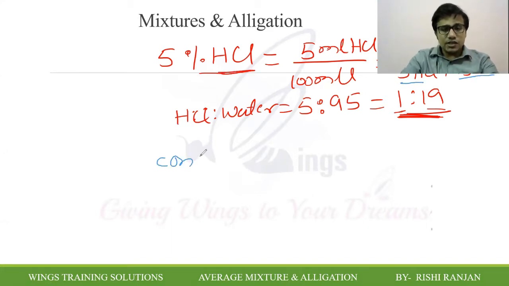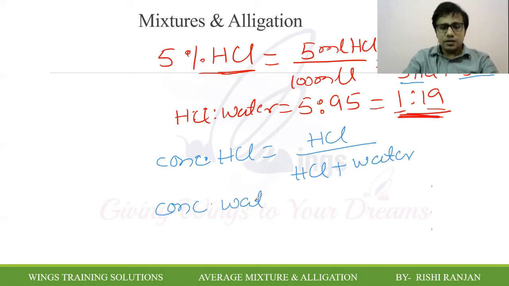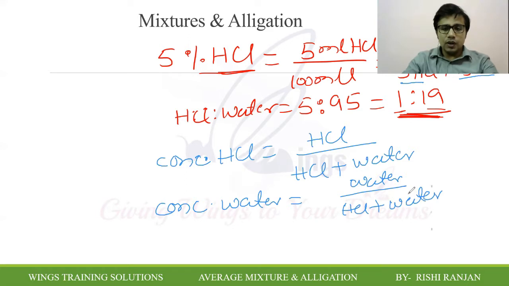The concentration of HCl is going to be the amount of HCl divided by total mixture, which means HCl plus water. Concentration of HCl is equal to HCl divided by HCl plus water. Similarly, if somebody is asking me the concentration of water in the same mixture, it will be water divided by HCl plus water, which means water divided by total mixture. So what fraction of water is there in that mixture? That itself is the concentration.